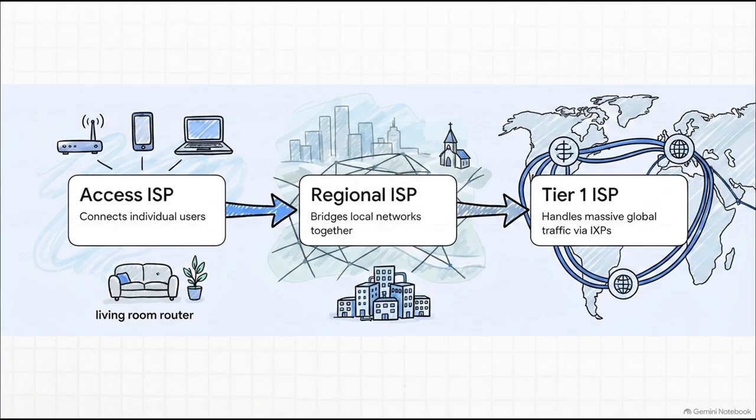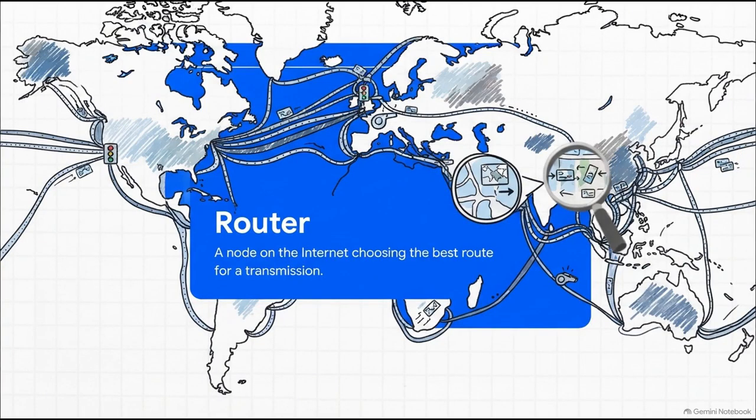So it's literally a continuous physical chain stretching from your living room router all the way up to the global backbone. And sitting right at the intersections of this massive mesh of overland and undersea fiber optic cables is a really critical device, the router. A router is essentially a node on the Internet. Its one vital job is to look at a tiny packet of data, look at that incredibly complex global web of connections, and instantly choose the most efficient physical route to blast that data toward its destination. They are literally the traffic directors of the global mesh.